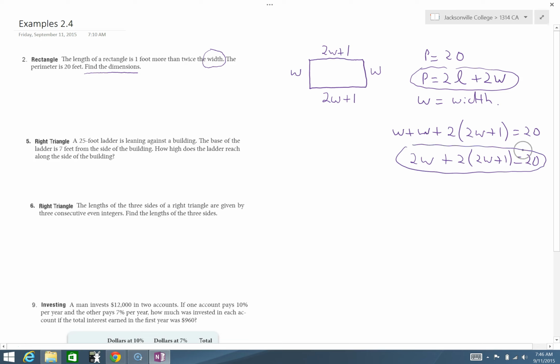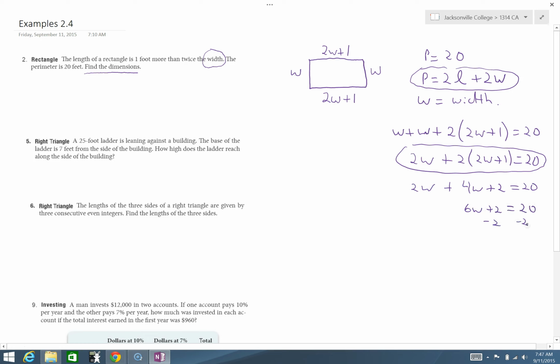The perimeter is 20. I see I have my 2 times my width, and then this is my length. My length is 2W plus 1. We just said that right there. Now I can solve this one. Distributing here, I get 4W plus 2 plus 2W. This is all 20. 2W and 2W is 6W. Plus 2 is 20.